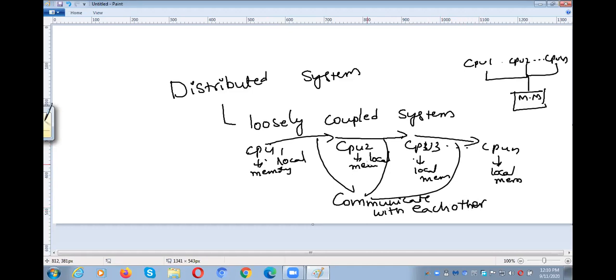Communication is possible, but the only thing is they have their own memory.